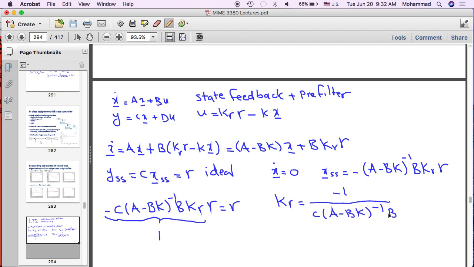Okay? So we know the answer to our question for the two-tank system. We know ahead of time that KR is supposed to be 20. Let's see if we can get to that number.